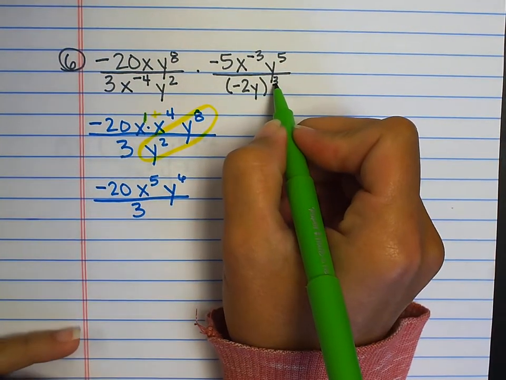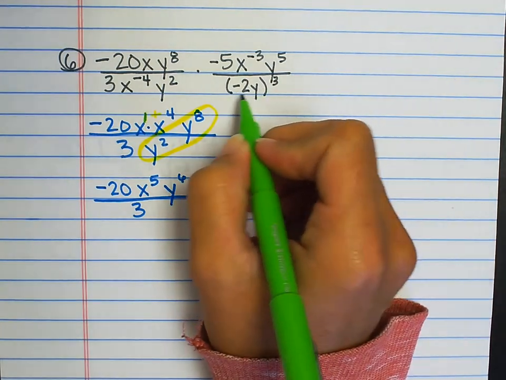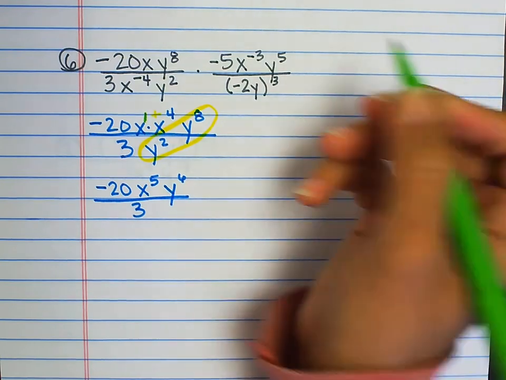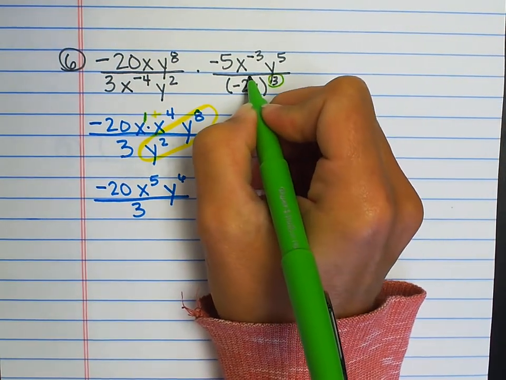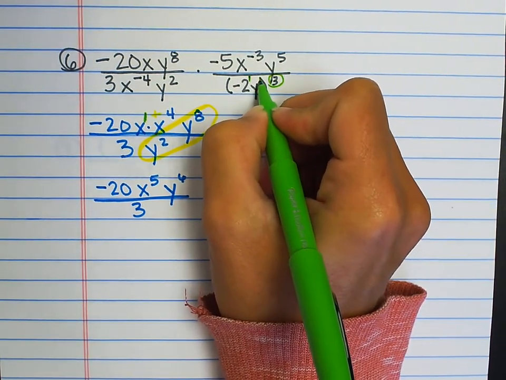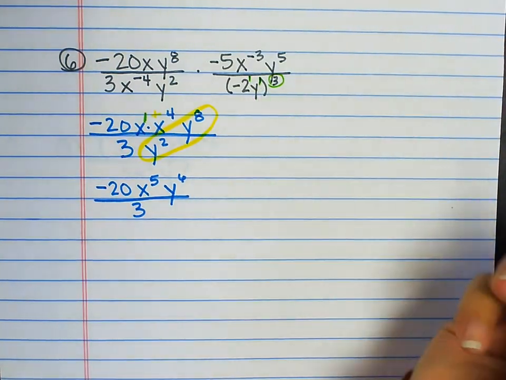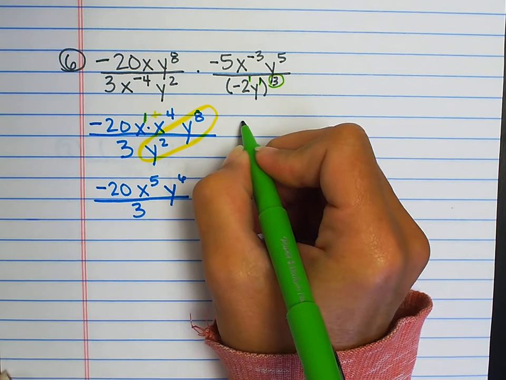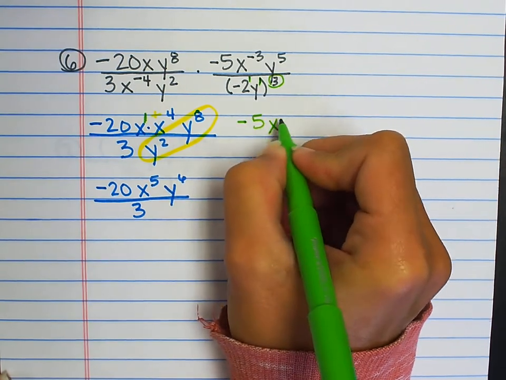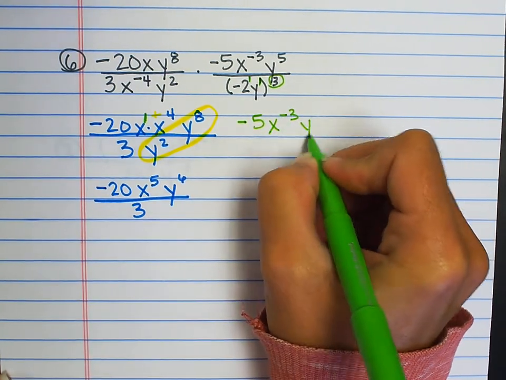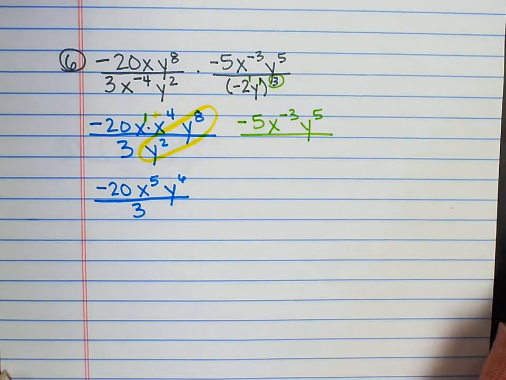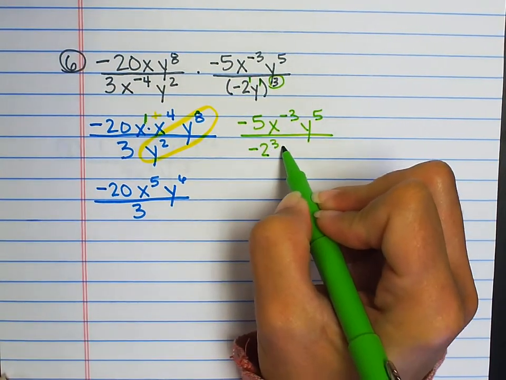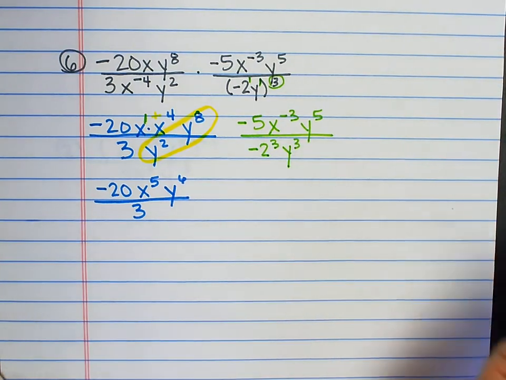I'm going to start by distributing. Remember that if you have parentheses, we always work with that first, parentheses, then exponent. So I'm going to distribute this. My negative 2 is raised to the first power, and my y is raised to the first power. So that's going to give me negative 5x to the negative 3rd, y to the 5th. I didn't do anything to the top yet. And then negative 2 to the 3rd, y to the 3rd. Okay?